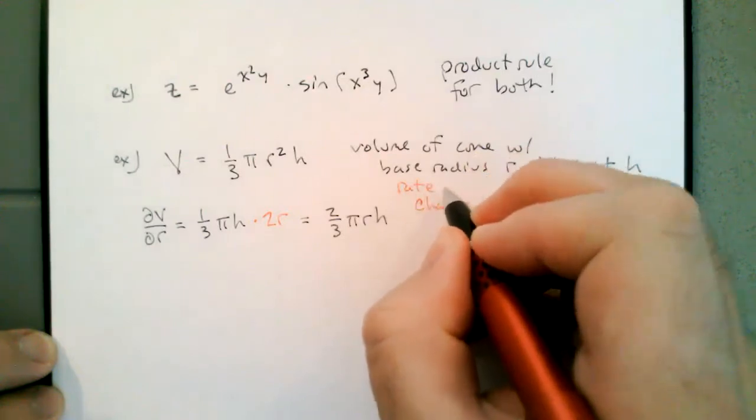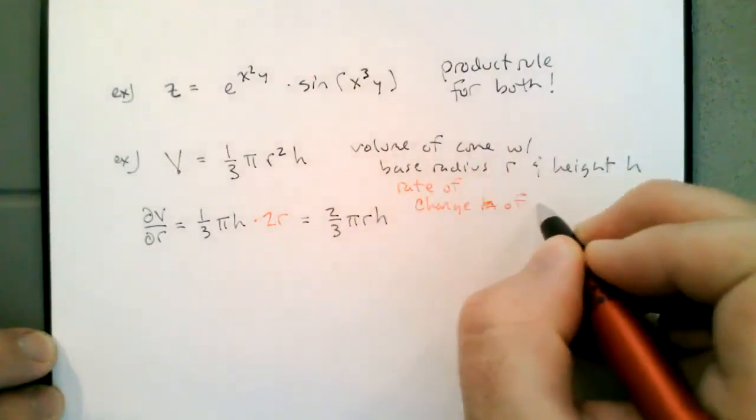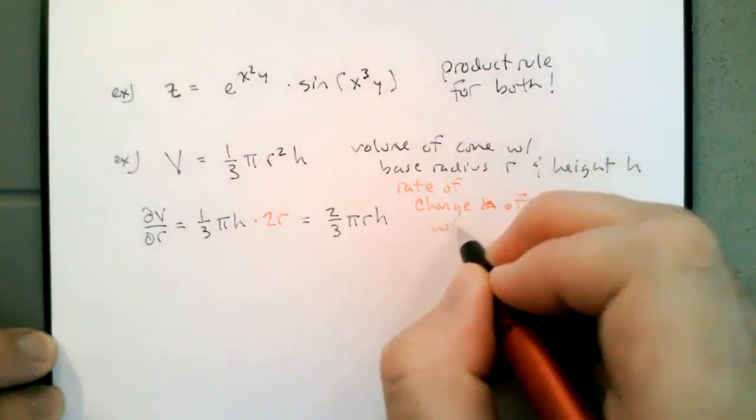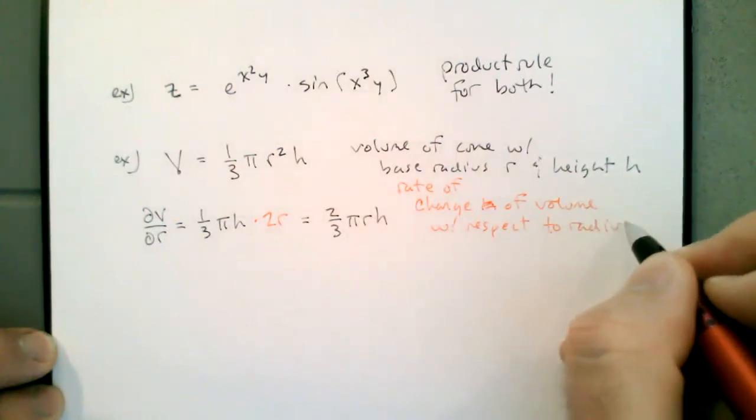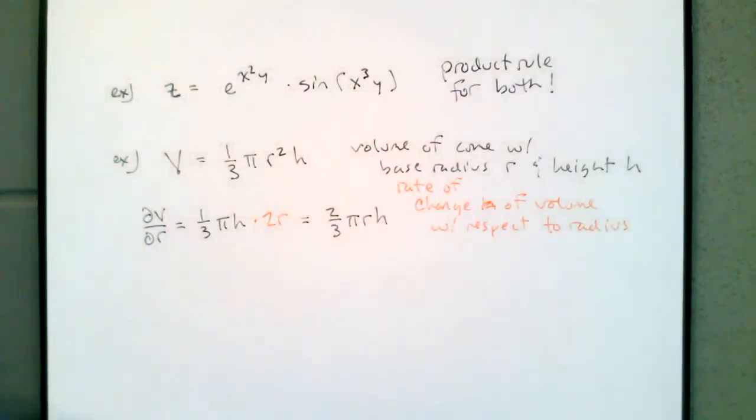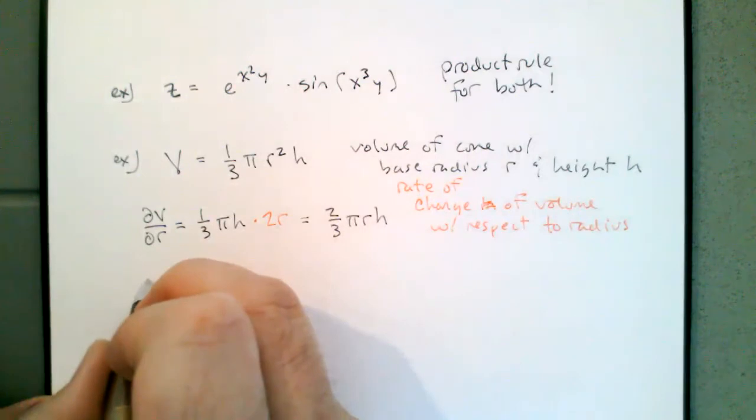Rate of change. So this is what we would use if we want to see how changing the radius would affect the volume. When the radius increases by 1, the volume will increase by 2/3 pi r h. We can also find dV dh. How does the height affect the volume? So dV dh.